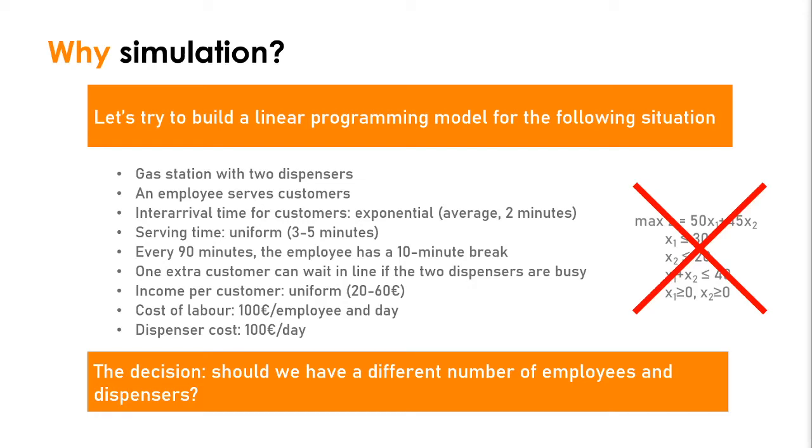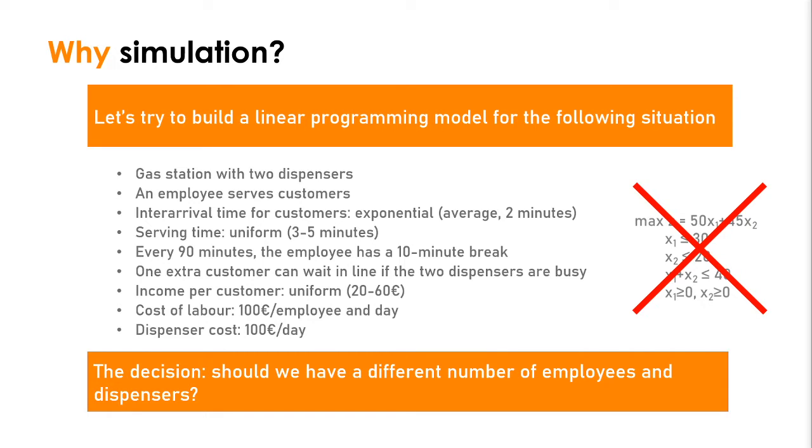In this case, we cannot build a linear programming model as the one we created for the Acme case. And the main reason why this is so is because of the variability we have regarding inter-arrival time between customers, the serving time, and the income per customer.